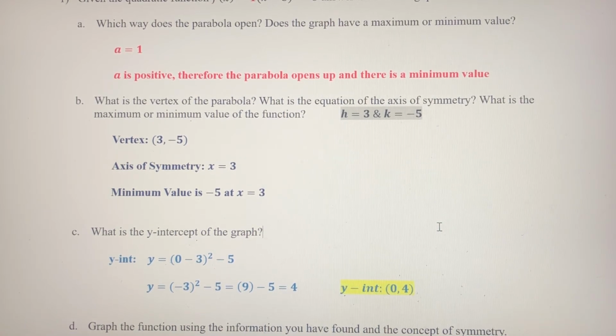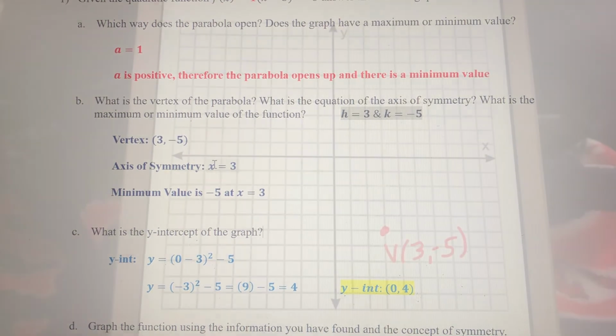Remember, I said we're going to do quick graphs here. We could make a table of values and find more ordered pairs, but we really have everything we need right now. Now we're going to move over to the graph, and we're going to graph the function using that concept of symmetry and using this axis of symmetry to kind of help us out. So let's go to the graph.